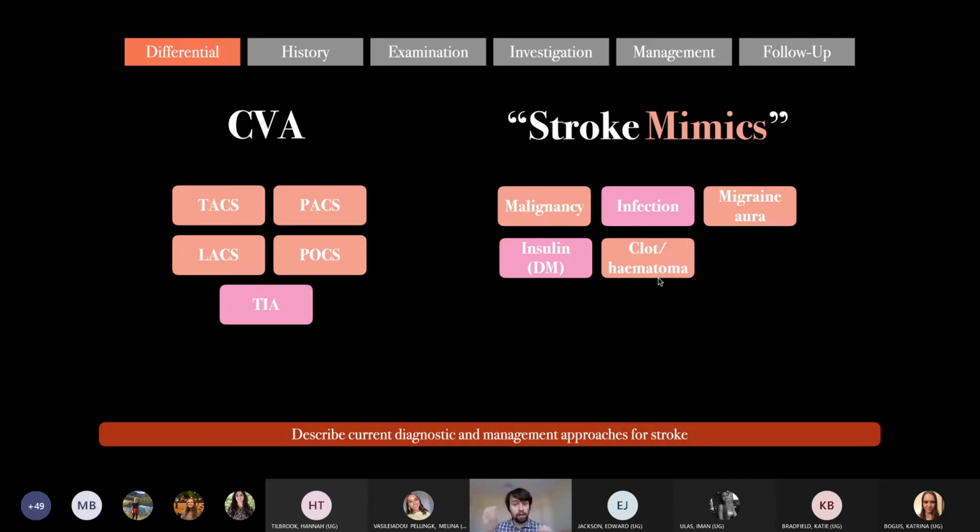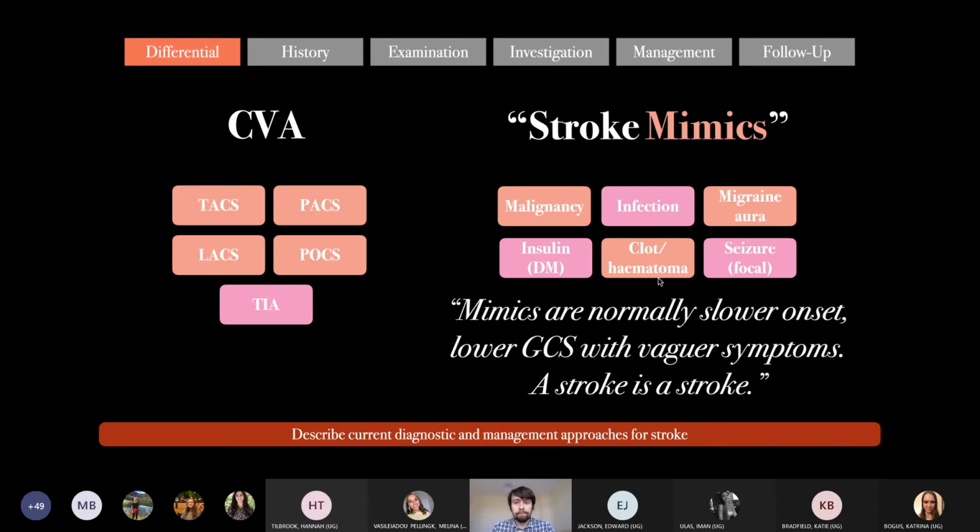Clot, hematoma, have they fallen over and they're having a subdural hematoma? And seizure, okay? So are they having a focal seizure, which we're all experts in now after this morning, let me tell you. We all know everything about that. Now, this is what a neurologist told me on a stroke ward last year, which I added because I thought it was a great quote. He said, mimics are normally slower onset and they have a lower GCS and everything's a bit vague. A stroke is a stroke. It's sudden onset. They're not vague symptoms.